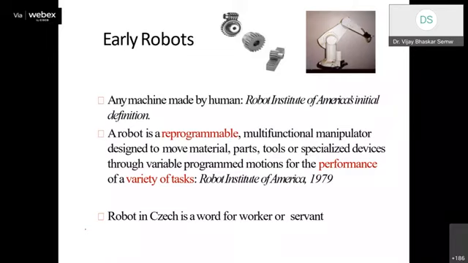The definition of robot was given by the Robot Institute of America. Initially, they said any machine made by human beings. But this is not true. A machine made by human beings is not a robot. It should be AI enabled, so we require some capability in which the machine can think or plan in a similar way as human beings do some optimality.